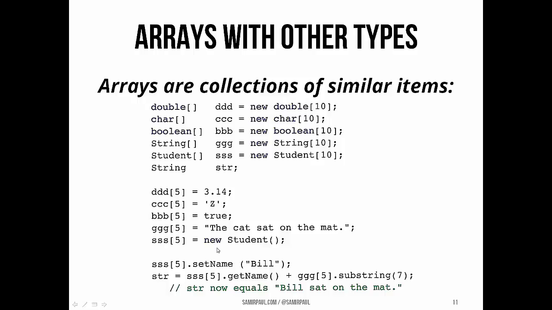That means we don't necessarily have a student variable pointing to it, but we can still do all the normal things we'd be able to do with the variable name using the subscript from the array. So we can access that student object as SSS sub 5. SSS sub 5.setName("Bill") is a valid call to the setter. And if we were to get the name and a substring from this array of strings, GGG, well, we'd end up with "Bill sat on the mat."